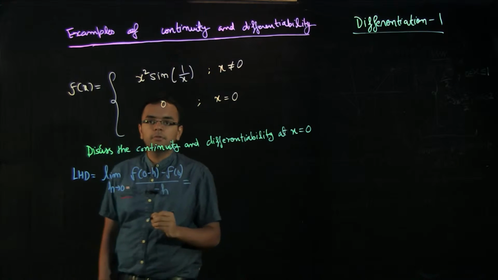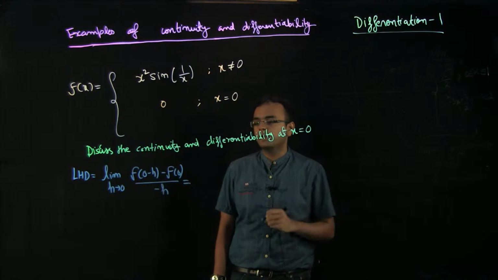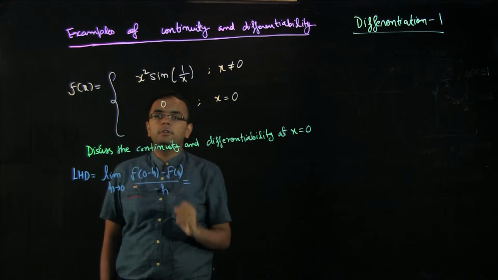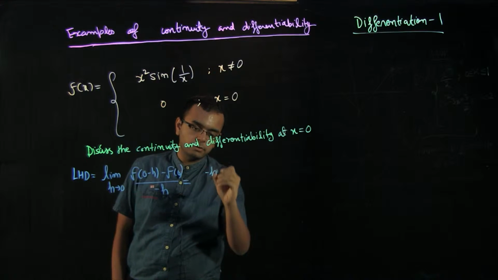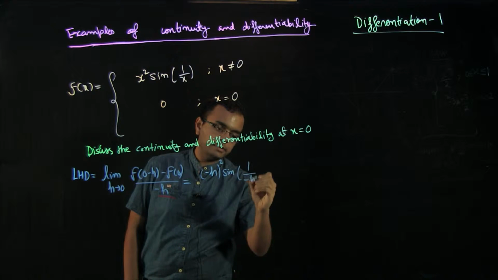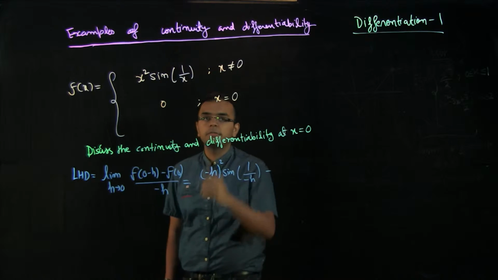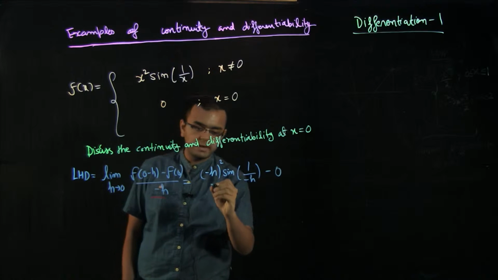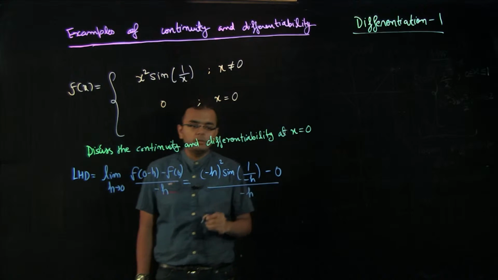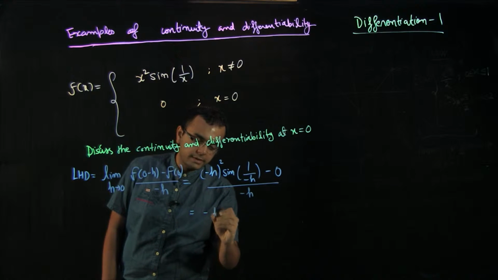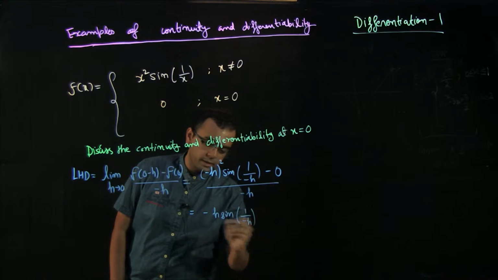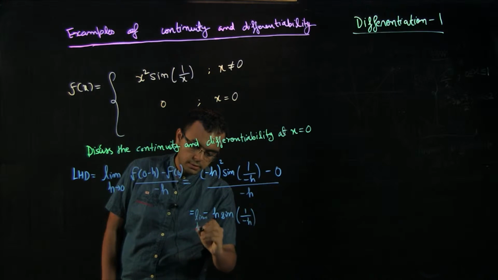We have discussed this before, and if you have forgotten this, I recommend you to look at the video. So let us find f of minus h. So f of minus h, we will use this definition, which is minus h whole square sine of 1 by minus h, minus f of 0. f of 0 is nothing but 0, divided by minus h. Now if we evaluate this further, basically this becomes minus h sine of 1 by minus h, and limit h tends to 0.